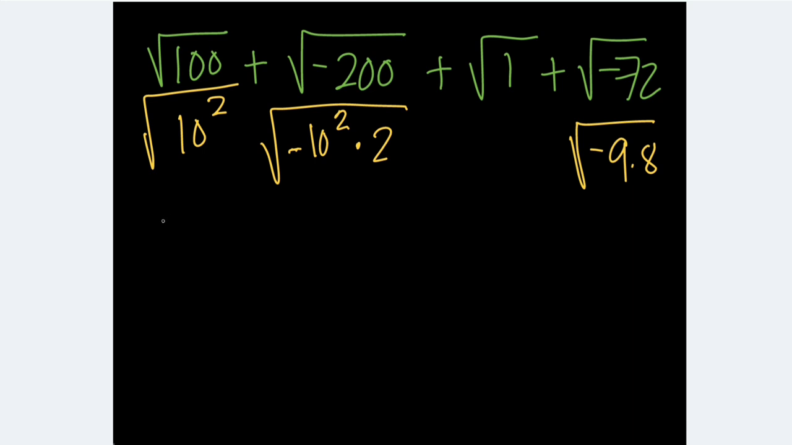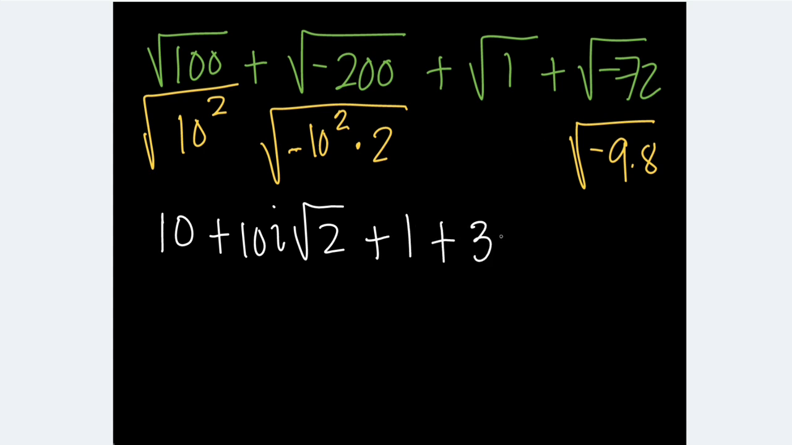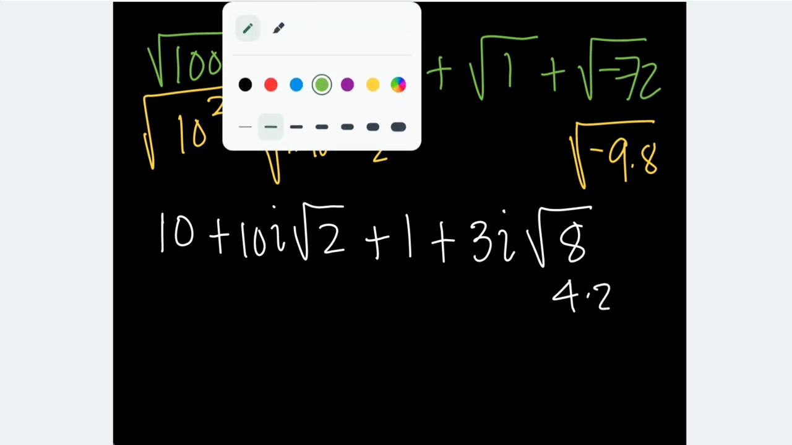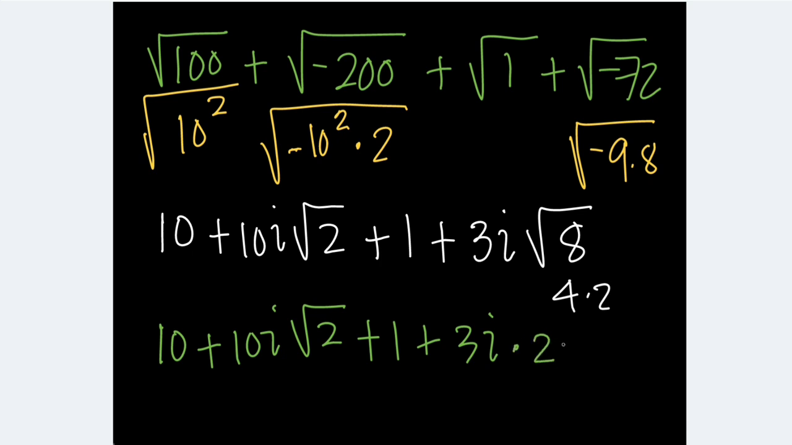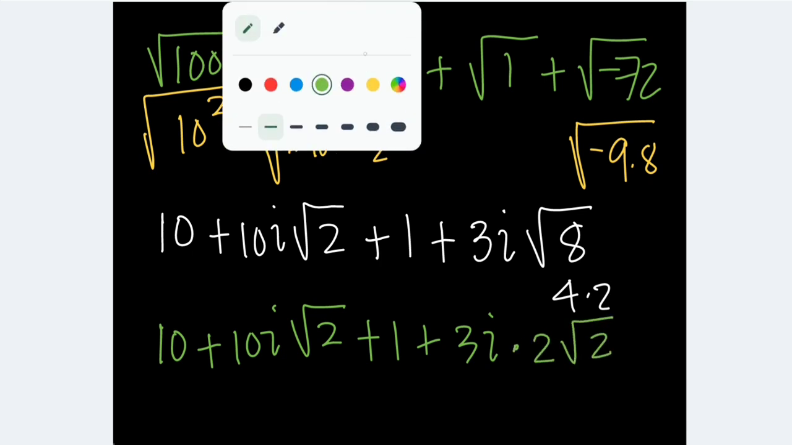So square root of 100 is 10. Then plus 10i square root of 2. Square root of 1 is 1, right? Then plus 3i square root of 8. But 8 can be written as 4 times 2. Yeah? So this is just 10 plus 10i square root of 2 plus 1 plus 3i times 2 square root of 2. Then we simplify.